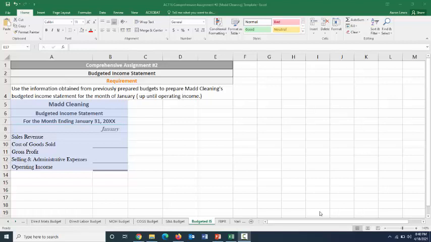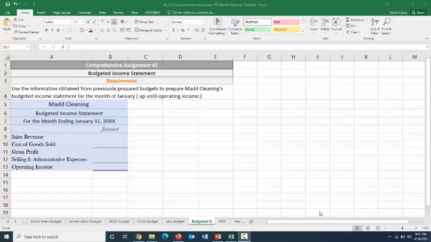Now that Mad Cleaning has determined all the revenues it expects to generate during the period in its sales budget, all of the inventoriable costs it expects to incur via its direct materials, direct labor, manufacturing overhead, and cost of goods sold budgets, and all of the non-inventoriable costs they expect to pay during the month of January 20XX via their S&A budget, they have all the information they need to figure out what amount of operating income they expect to generate by producing this level of units, this number of bottles of all-purpose cleaner, and doing so at a certain price and selling them at a certain price.